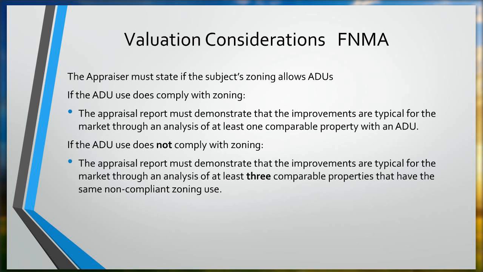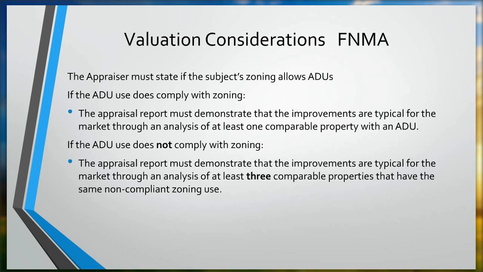Now, make sure when you're checking zoning that the accessory dwelling unit falls into the specific requirements that municipality has for that zoning. For example, some municipalities will say an accessory dwelling unit has to be less than 600 square feet. If your accessory dwelling unit is more than 600 square feet, then it may not comply with zoning. Now, if the accessory dwelling unit does not comply with zoning, the appraisal report must demonstrate the improvements are typical for the market through the analysis of at least 3 comparable sales that have the same non-compliant zoning use.